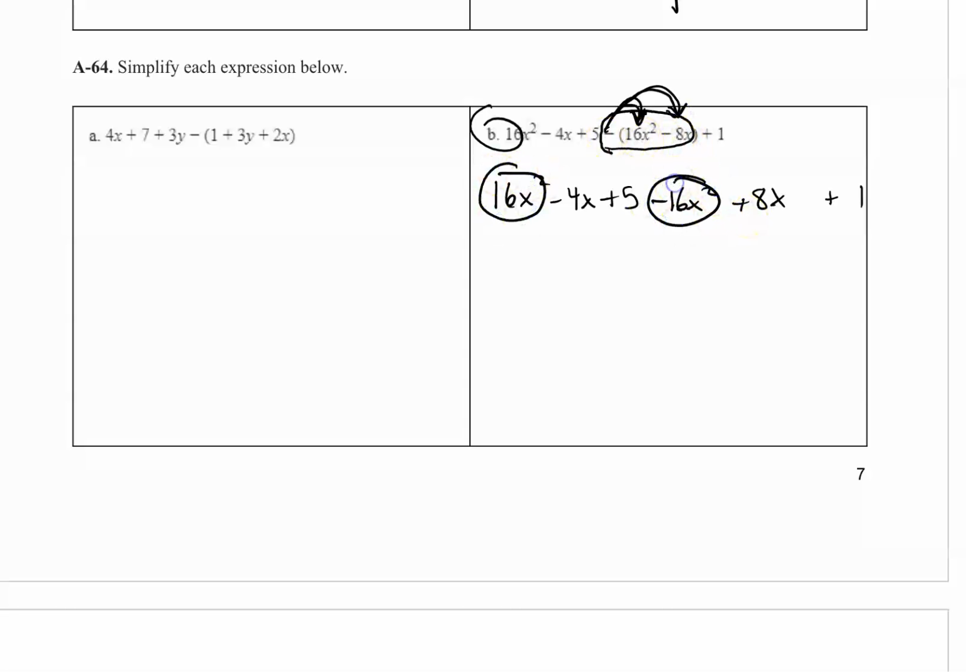Notice right away that the x squared terms make a zero pair, 16x squared and negative 16x squared. For our x terms, we've got 8x and negative 4x, so that's 4x. And our numbers are 5 plus 1, that's going to be 6.